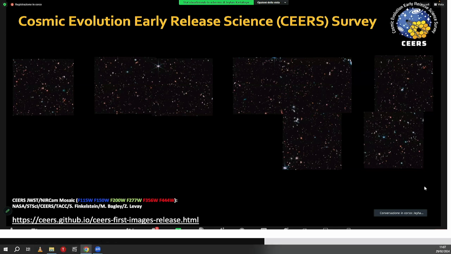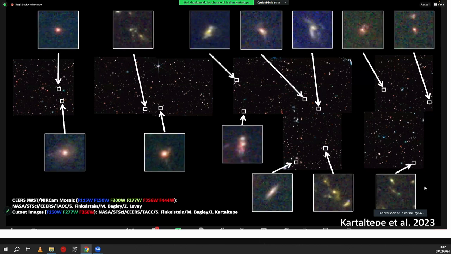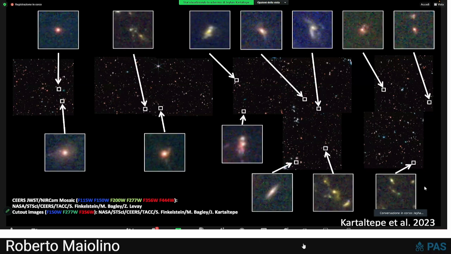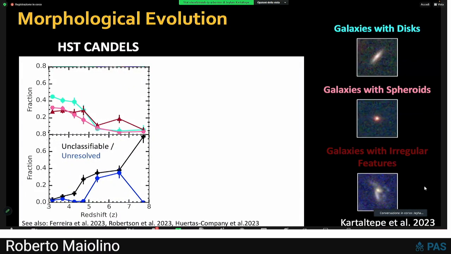This image just shows the mosaic of those initial CEERS pointings. Highlighted here is a sample of some of the galaxies that we selected at high redshift, redshifts greater than 3, in a range between 3 and 6. I'm highlighting the general diversity of morphologies we see in some of these galaxies. We analyzed their morphologies in a number of ways. First, we looked at them visually and classified their structures, but we also looked at them quantitatively. We compared what we found with JWST with earlier morphology measurements from CANDELS.